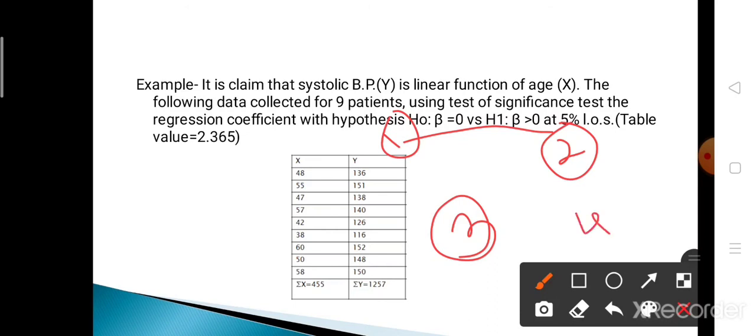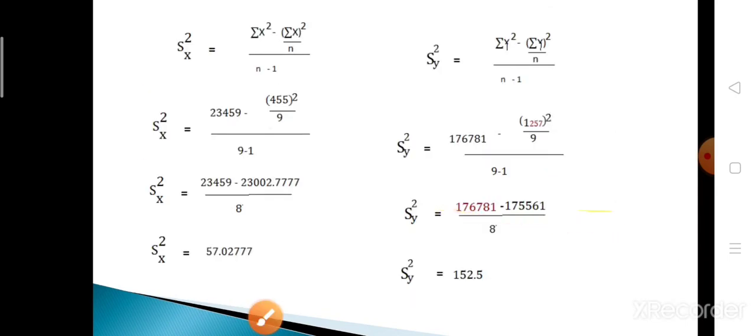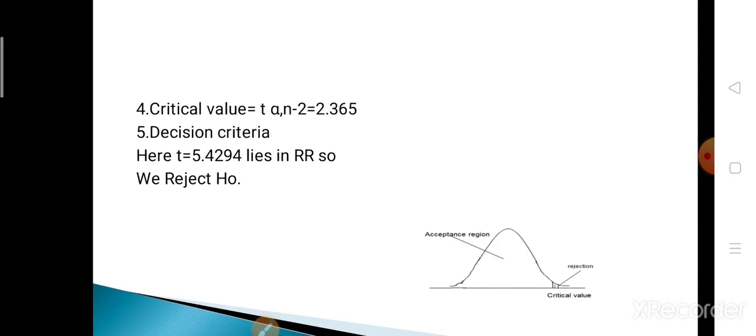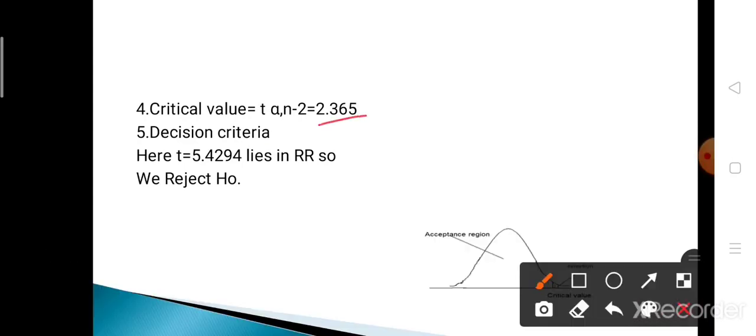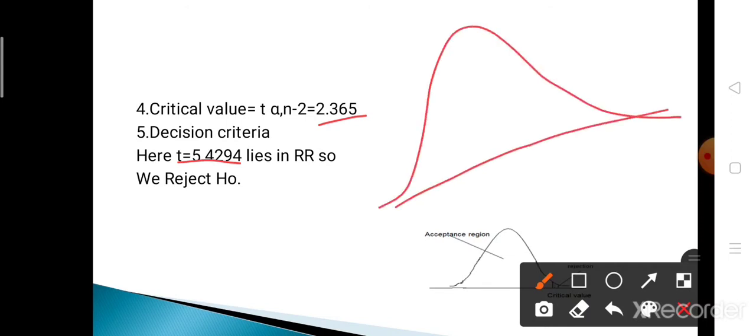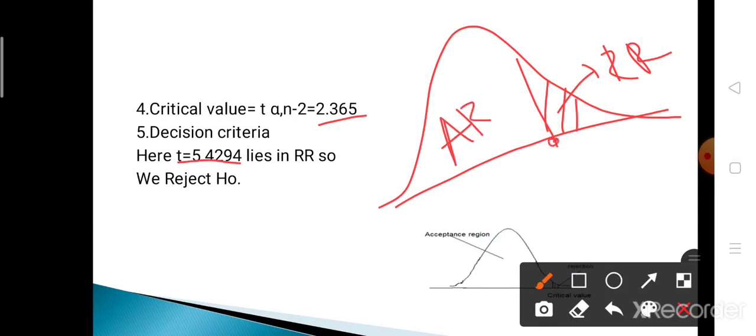Now the fourth step is the table value. The table value we are given is 2.365. The last is the decision criteria. Here the table value is 2.365 and the test statistic value is 5.4294. The given alternative hypothesis is one-sided right, so only one rejection region is there on the right side and the left side part is the acceptance region, and this point is the positive table value, 2.365.